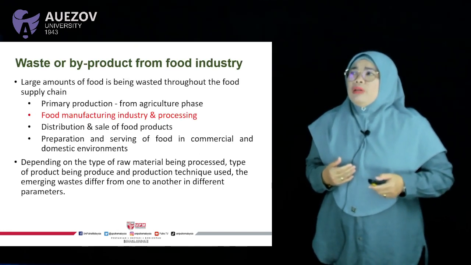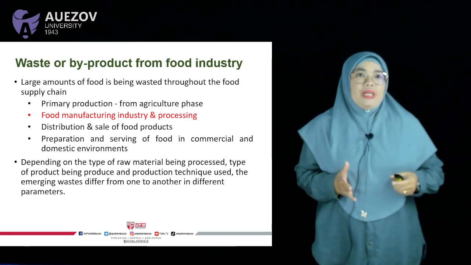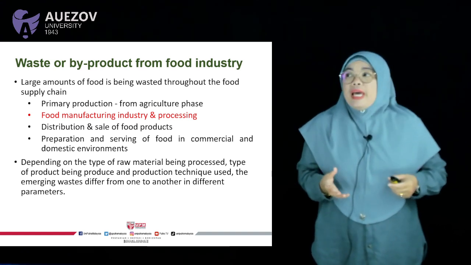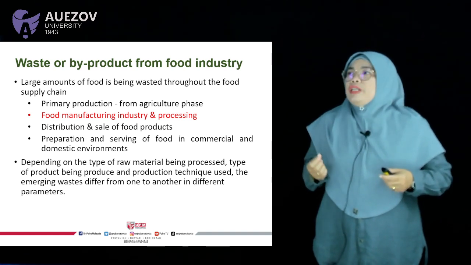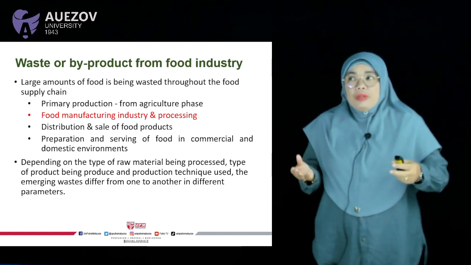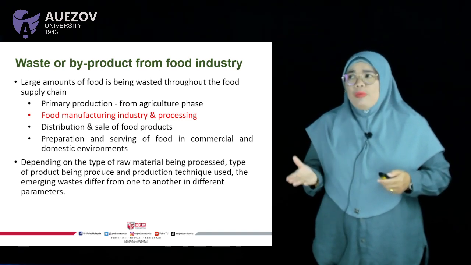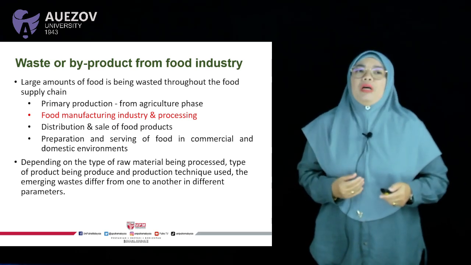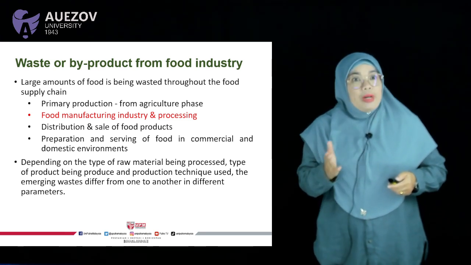Right. So this large amount of food is being wasted throughout the food supply chain. First from primary production, which we get from the agriculture phase. And also we get this waste from the manufacturing industry and processing, distribution and sale of food products, and preparation and serving of food in commercial and domestic environments. Depending on the type of raw material being processed, the type of product being produced, and the production technique that we use in the industry, the emerging waste differs from one to another in different parameters.